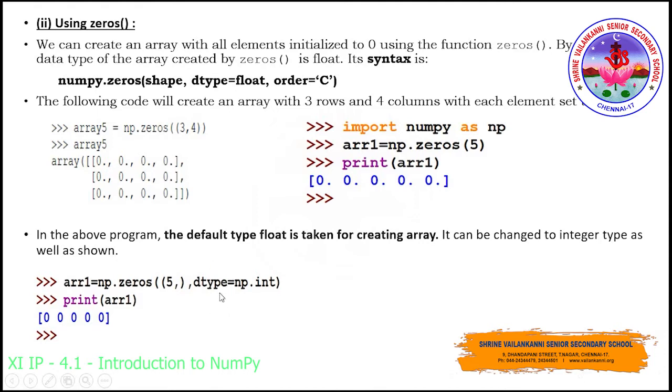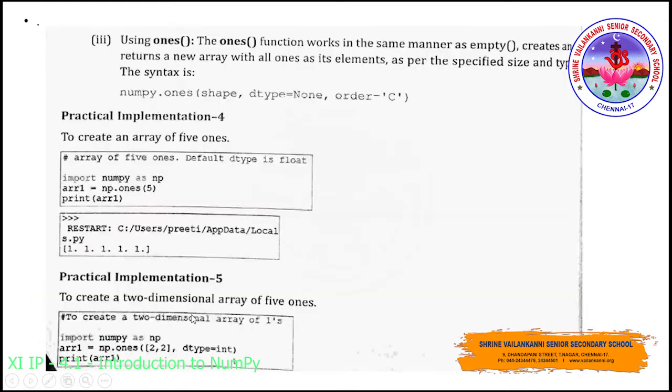So even here, to represent the zeros according to the integer data type, we have to provide the data type as int. See here, dtype equal to np.int they have provided, and all the zeros will be initialized, created, and generated according to the integer data type. Clear? This is how it works.